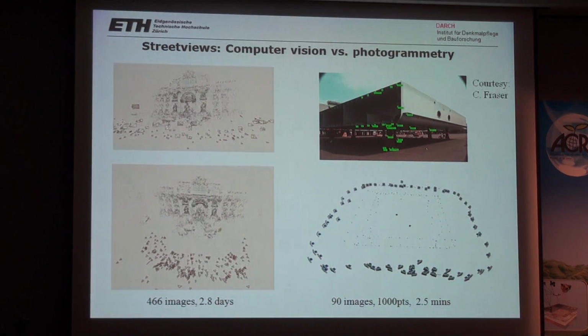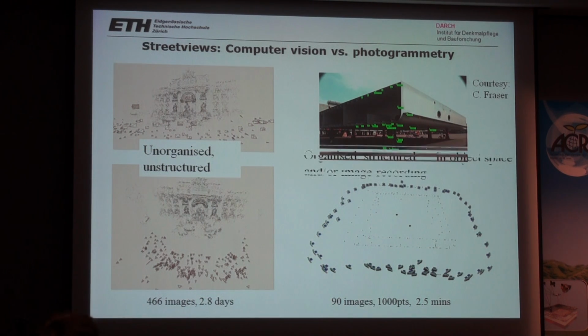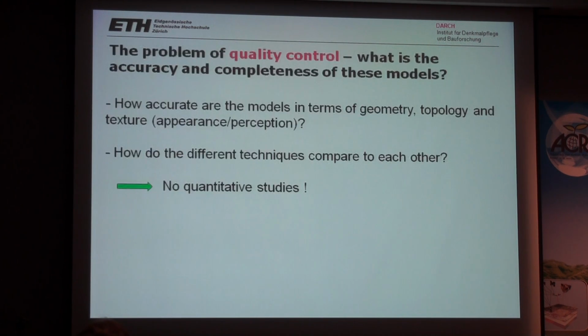The same applies to other cases. This is a photogrammetric block, and this is what computer vision people are using. 2.8 days of processing unstructured data as opposed to 2.5 minutes if you put a little bit of structure into your data acquisition procedure. Unorganized, unstructured, as opposed to organized, structured.